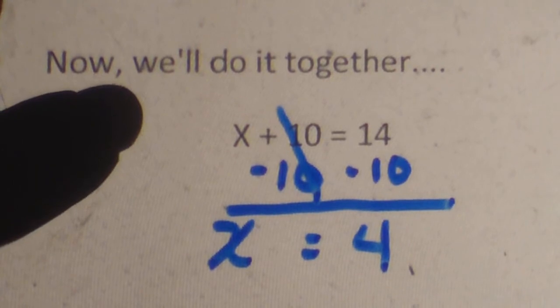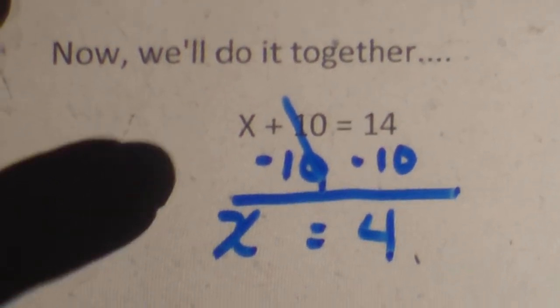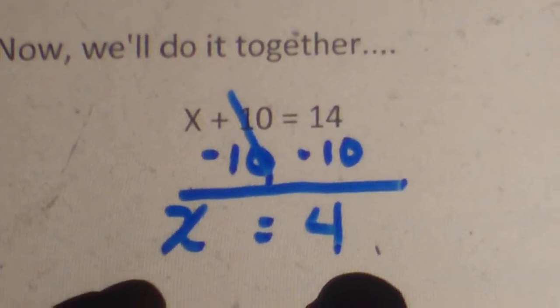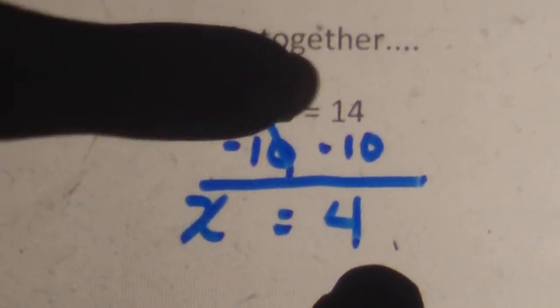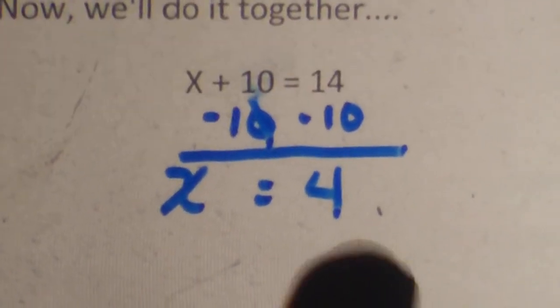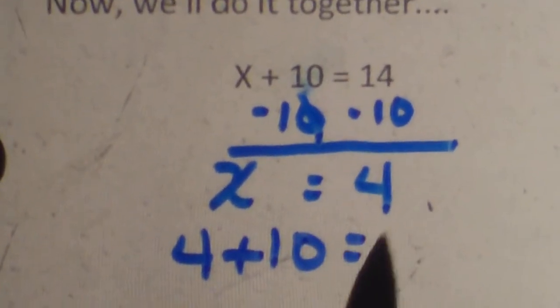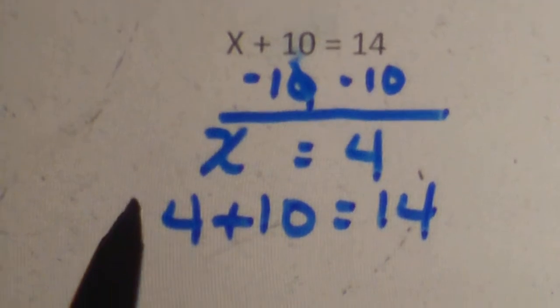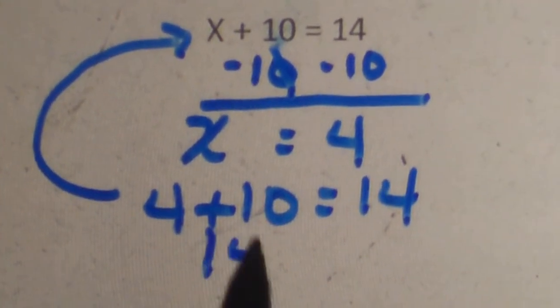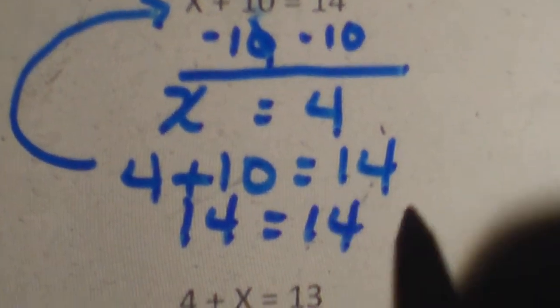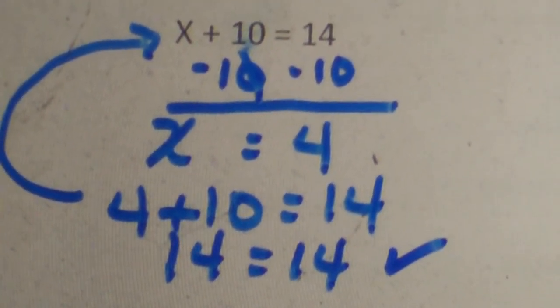Now, if I wanted to go back into my problem and check it, I can substitute this value 4 back into my original problem where the x is, and it would look like this. I would say 4 plus 10 equals 14, because that's my original problem. 4 plus 10 equals 14, and that checks.